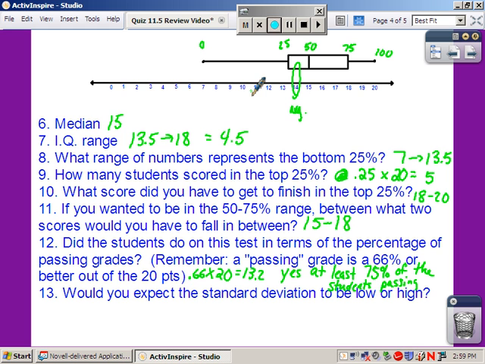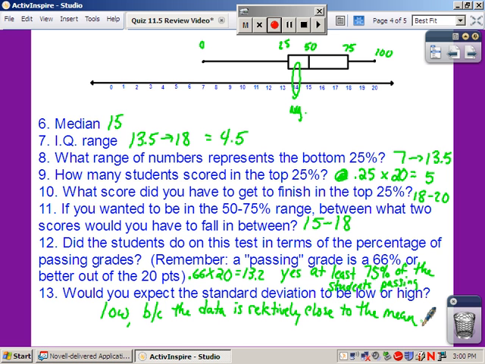So the explanation for this, I would say the standard deviation is low, or at least kind of low, and that the explanation is real simple. It's to say because the data is relatively close to the mean. And again, it's only an estimated mean, but you get some idea of what it looks like.